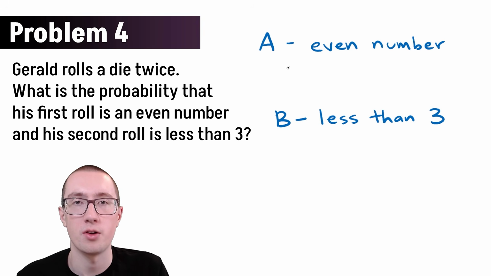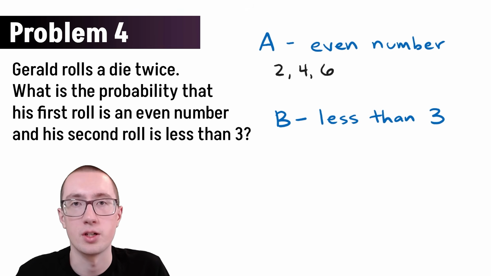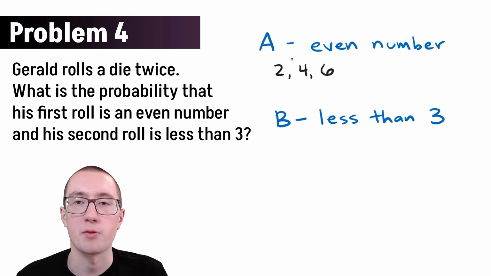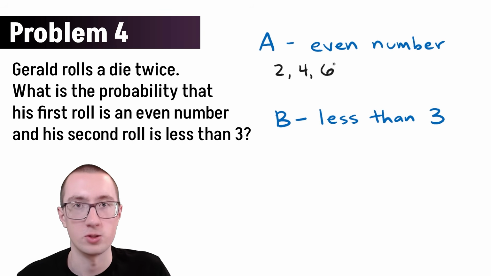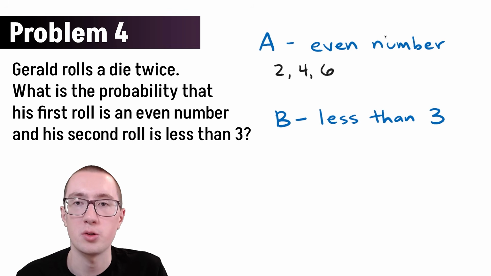Well, how many numbers on the die are even? Well, 2 is an even number, 4 is an even number, and 6 is an even number. But 1, 3, and 5 are odd numbers, so those don't count. So we have 3 different numbers that he can roll out of 6 numbers in total. So out of the 6 numbers on the die, 3 of them will make this true.